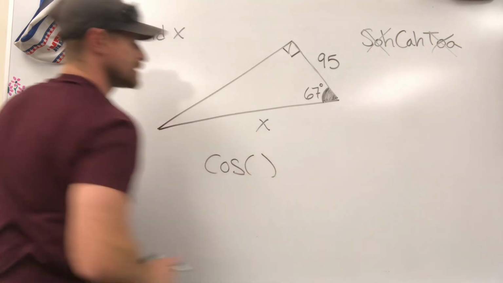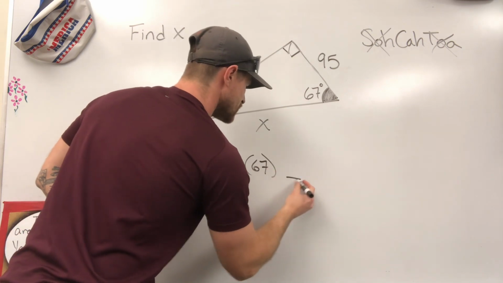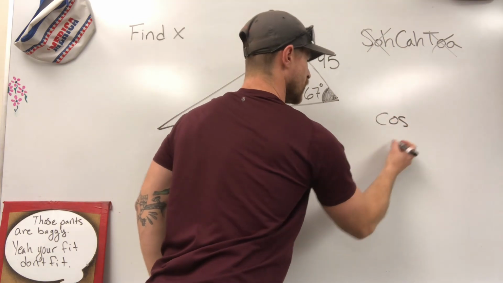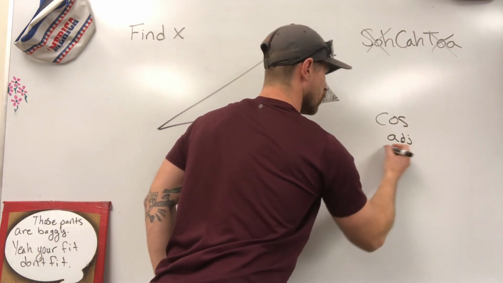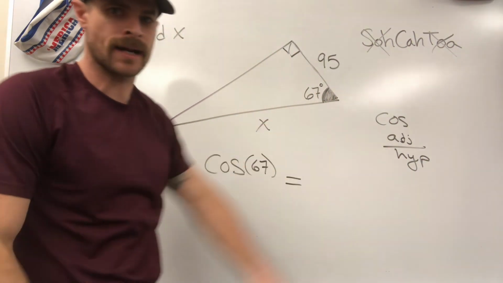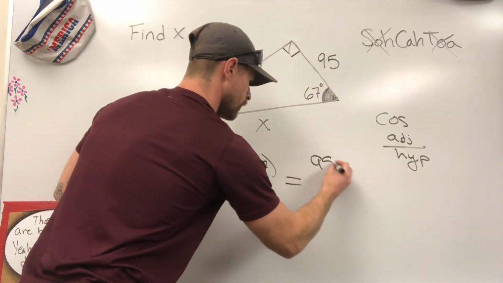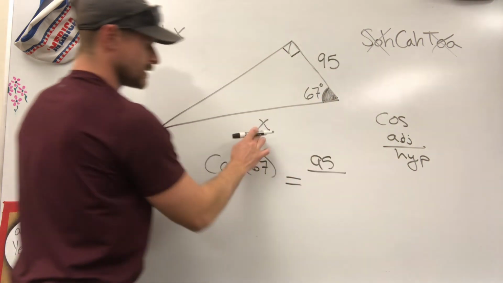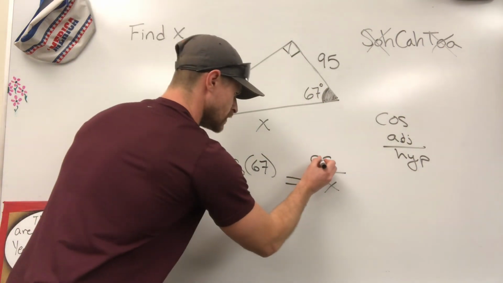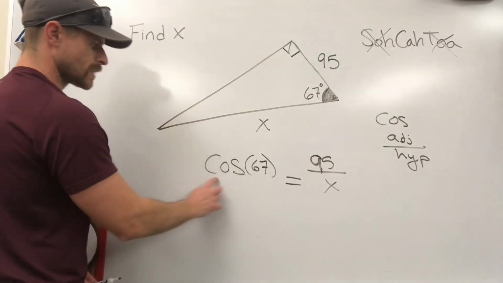Cosine, parentheses. All you do is you throw that angle measure in, 67 in this case, and we set it equal to, now remember, cosine, adjacent over hypotenuse. So just plug information into the top and the bottom here. What's your adjacent side? 95. That goes on top. What's your hypotenuse? In this case, we don't know it yet, x. Well, that's the cool part about math. We don't know what it is yet, but we're about to figure that out. So 95 over x is equal to cosine 67.